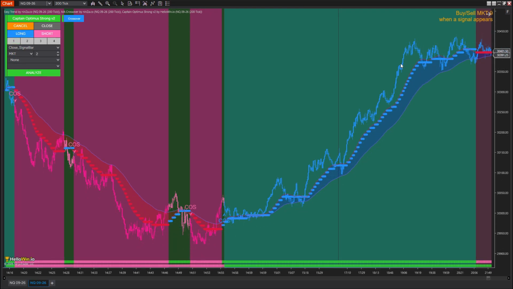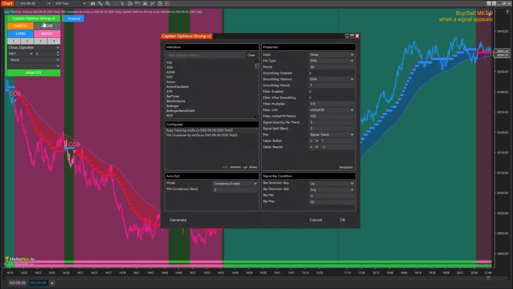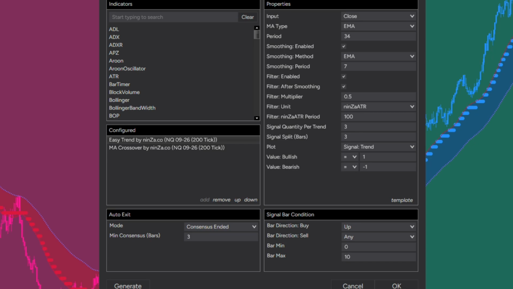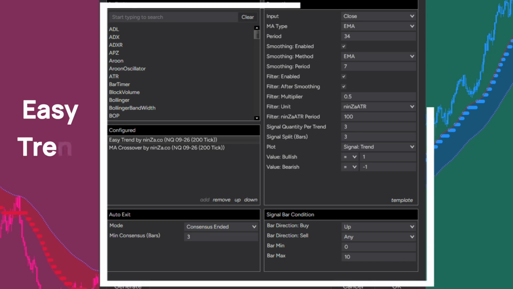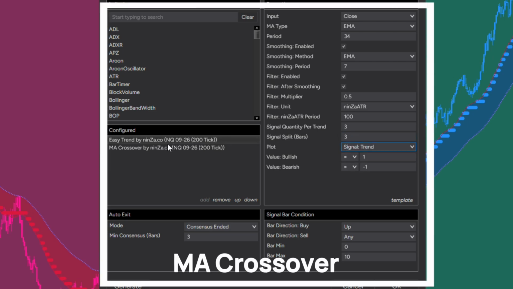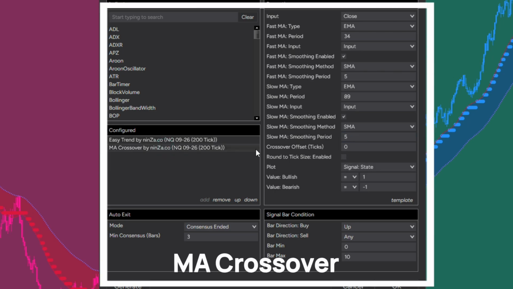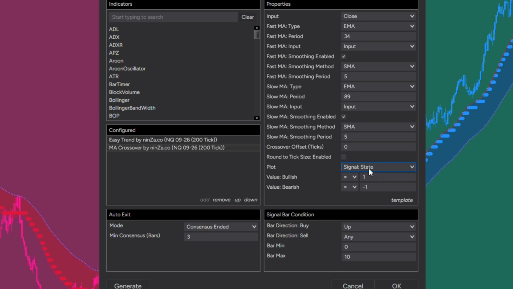Now, let's open Captain Optimus Strong V2. First, go to the indicator condition settings. Here, we'll add Easy Trend to the condition list and select the appropriate trend signal to use as a filter. Next, we'll add the crossover. Similarly, we'll select the crossover signal or trend direction that matches the logic we want to test.